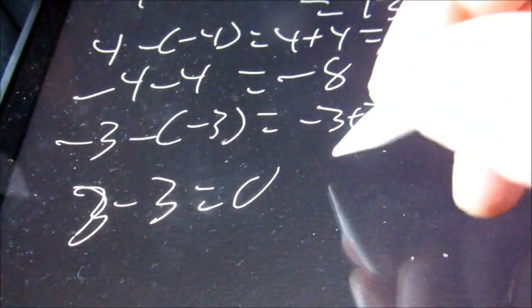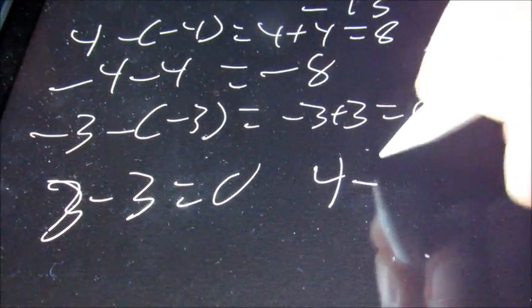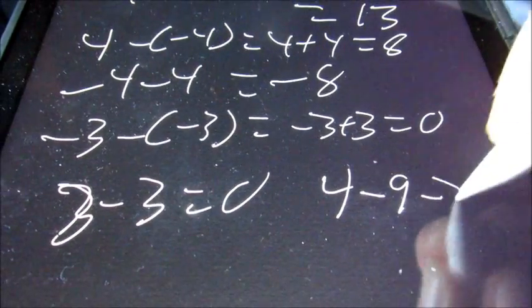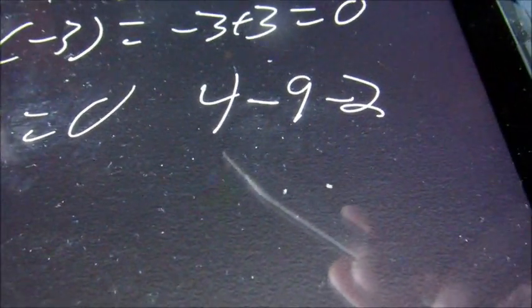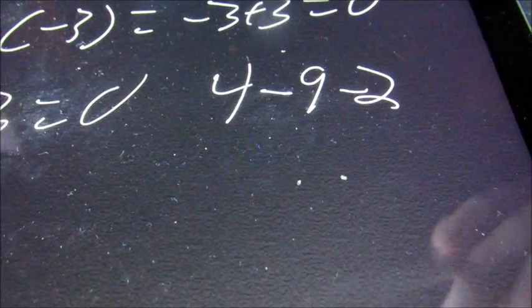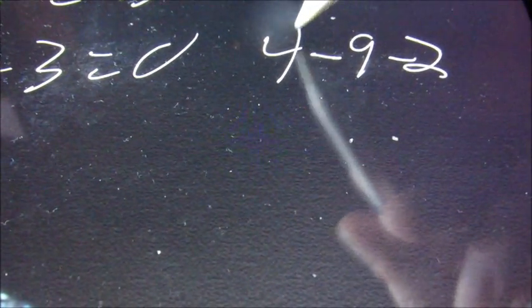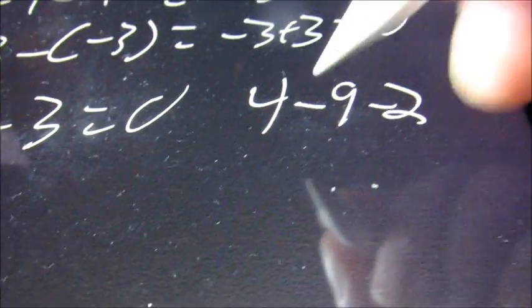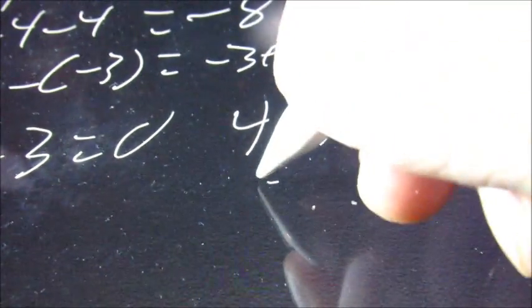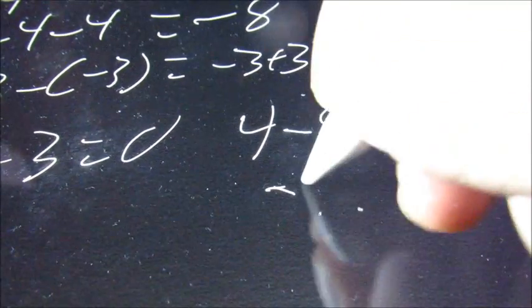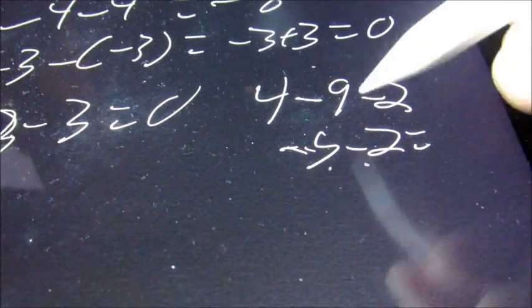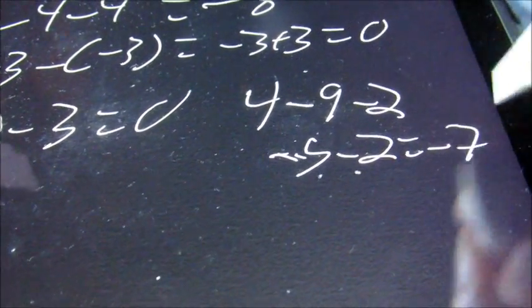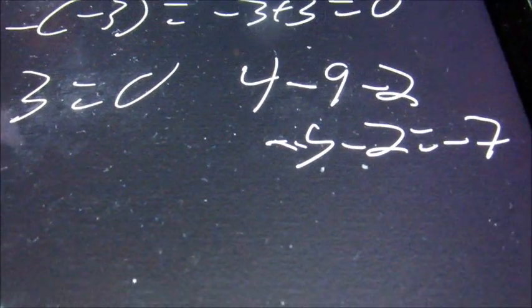Let's say that we have 4 minus 9 minus 2. We can do it all in one step, or I'm just going to do it in two. 4 minus 9 will be 9 minus 4. Keep the sign of the negative. So negative 5 minus 2. They have the same sign, so we add them and keep the sign, and it's negative 7.